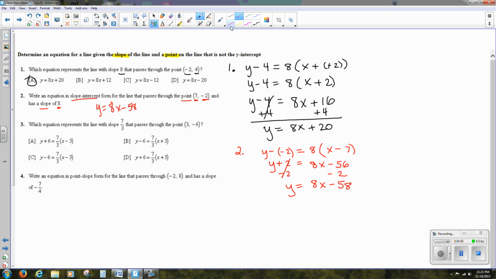Okay, number 3. Which equation represents the line with slope 7/3 that goes through the point 3, -6? So we want to use point slope form. Y minus, and the y value, -6, equals m, 7/3, times x minus x value, which is 3.